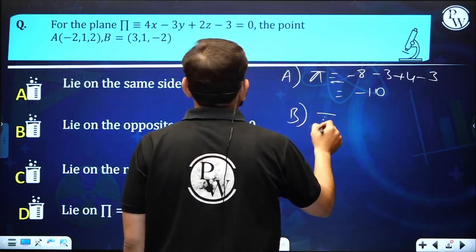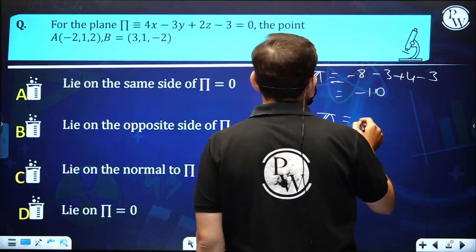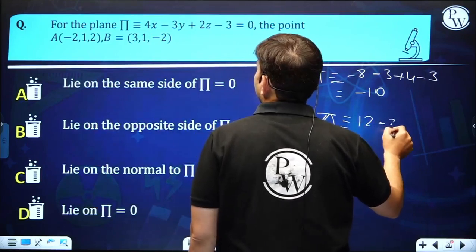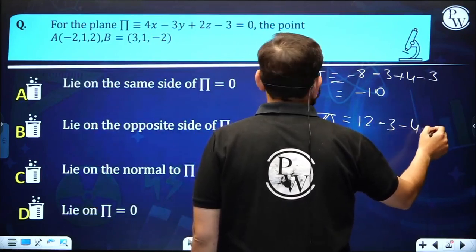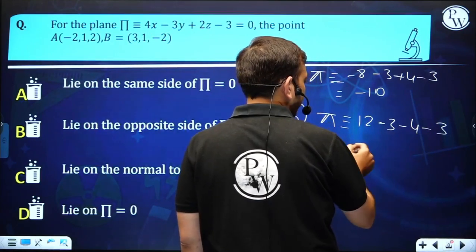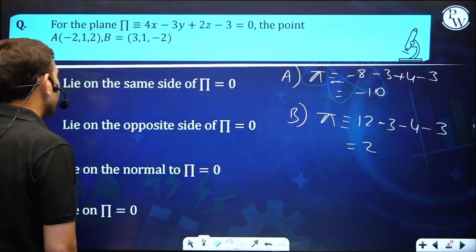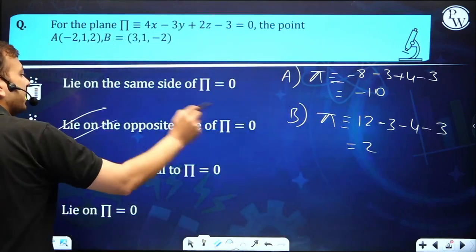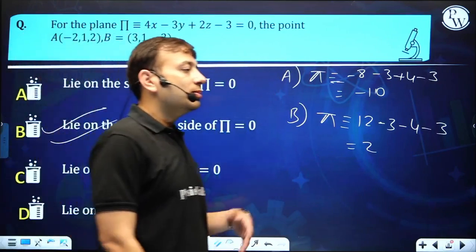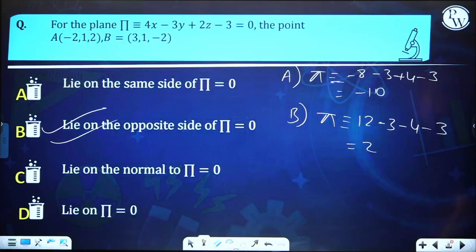B. Now, put the B point. 3 fours are 12, minus 3, minus 4, minus 3. So, 9, 6 plus 4, 10. So I will get 2. So one is positive, one is negative. That means they lie on the opposite sides, because one is on the positive side and one is on the negative side. Clear? I hope this is clear.